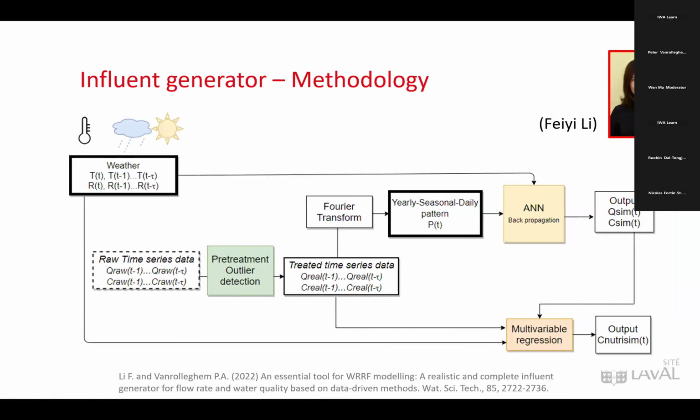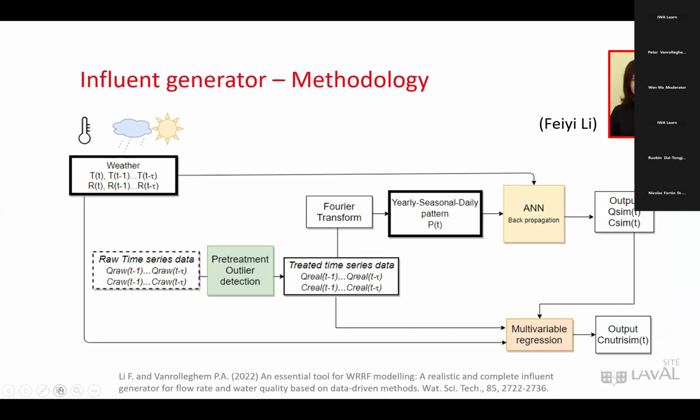Fihili was working with this in her PhD, and there's one paper at the bottom that you can look into if you want to know. What she did was to look at the data that we got on flows and concentrations, weather data, and nutrient concentrations as well at the bottom right there. And what we then did was to, again, clean the data using pre-treatment outlier detection. We have treated time series.